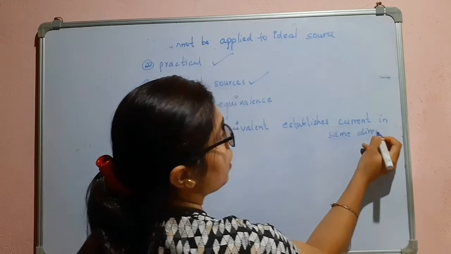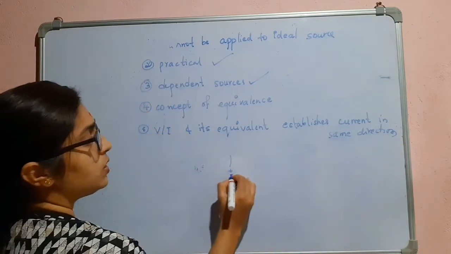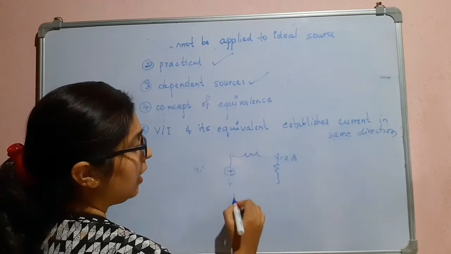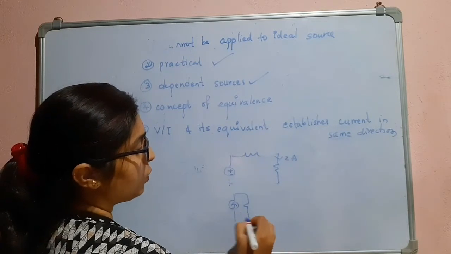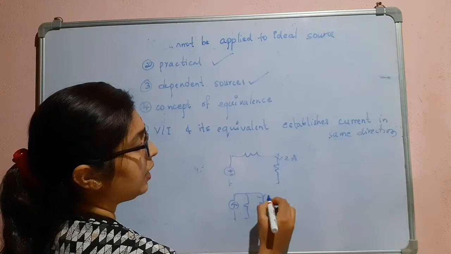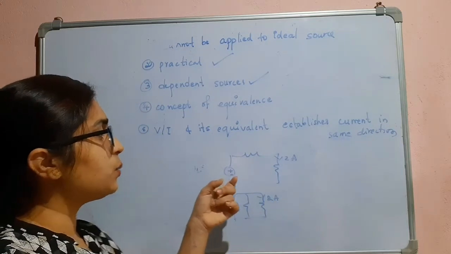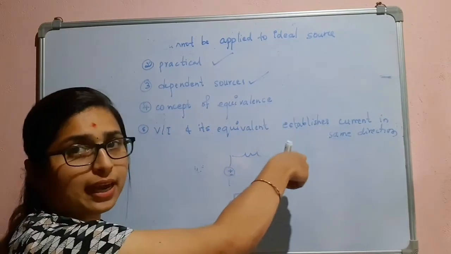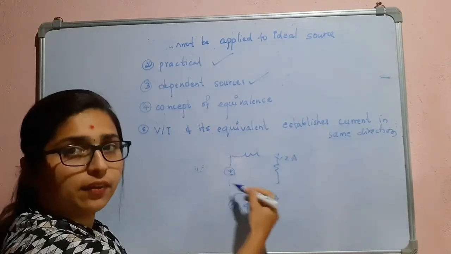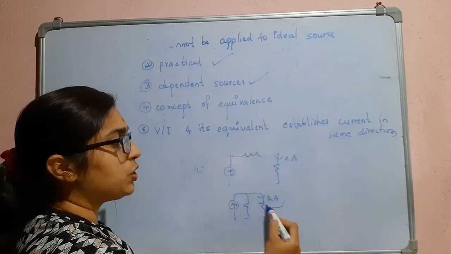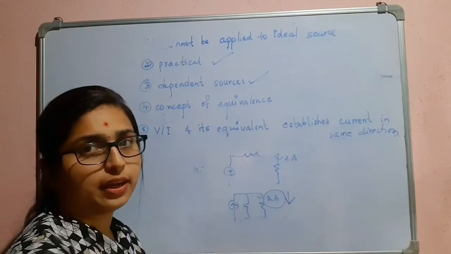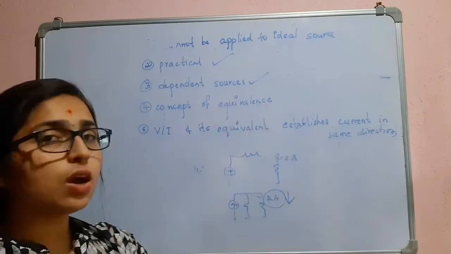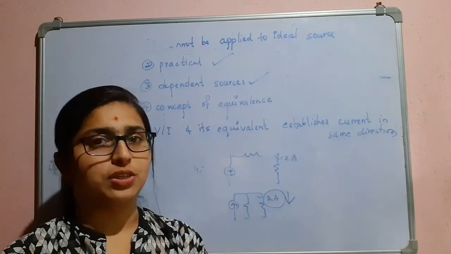Just now we saw a voltage source, and here we had RL. There was 2 ampere, and here I replaced it with the current source. Here there was RL, and here also it was 2 ampere. This voltage source was establishing a current of 2 ampere in the downward direction, and its equivalent also established a 2 ampere current in the downward direction. So that is what this means. This is all about the source transformation.